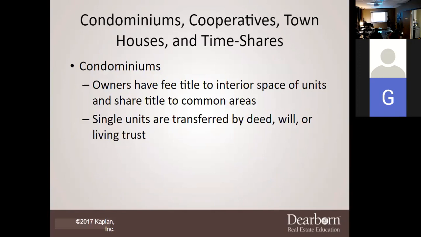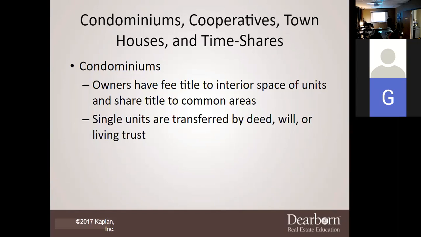Now, condominiums, cooperatives, townhouses, and timeshares. These are very key. You are going to have to know these differences. And guys and gals, we're so close. We're almost done this evening. So, condominiums. These are going to have owners that have fee title to the, what's this word, Miss Linda? Interior space of the unit and share title to the common area.